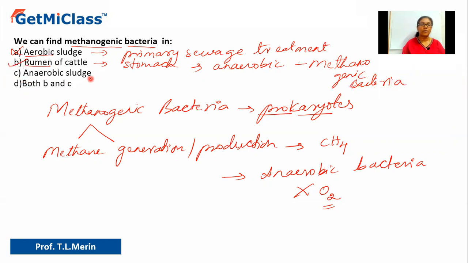Option C says anaerobic sludge. Yes, this is the product which is formed during the secondary stage of sewage treatment. During that time, there is a formation of sludge which we call anaerobic sludge, because the condition there is anaerobic, and anaerobic bacteria, including methanogenic bacteria, are formed. Hence, option C is the correct answer. But we have to look at the other options as well.